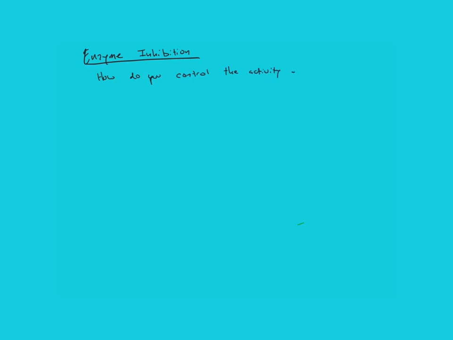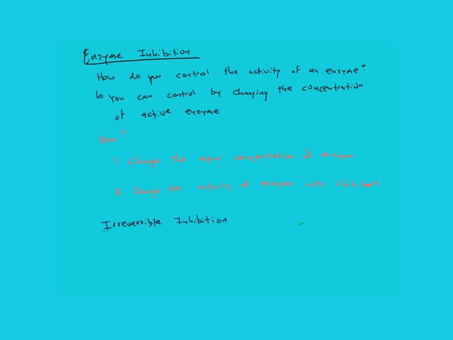Now, how do you control the activity of an enzyme? Well, you can control the activity by changing the concentration of active enzyme. Now, how can we do that? So we can change the actual concentration of the enzyme, or we can change the activity of the enzyme with inhibitor. Let's briefly touch on irreversible inhibition.